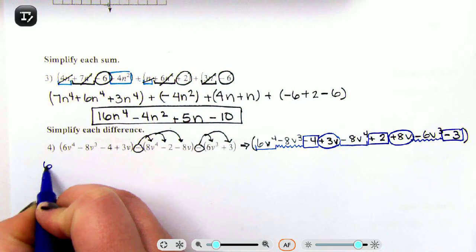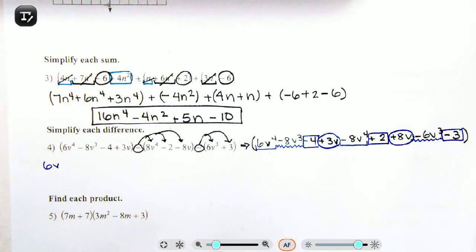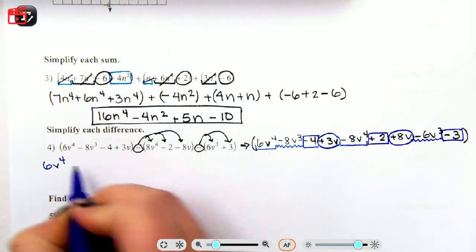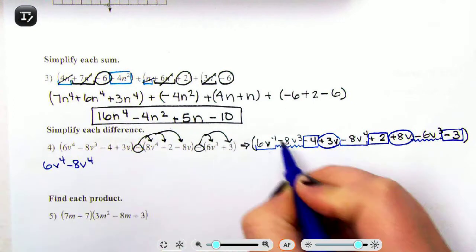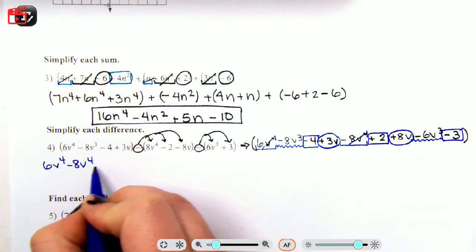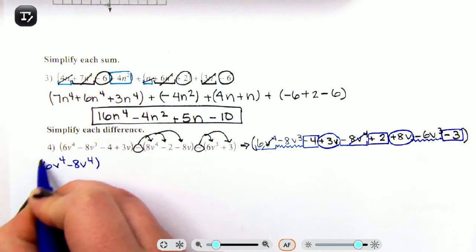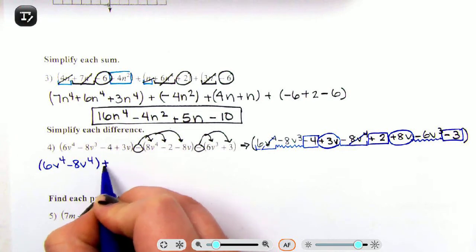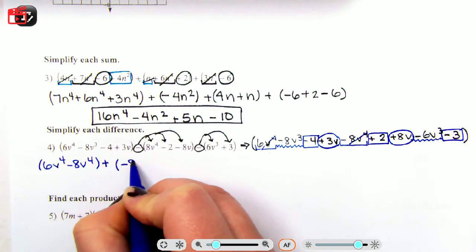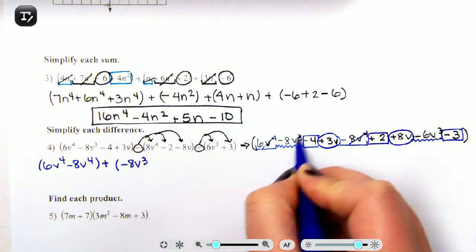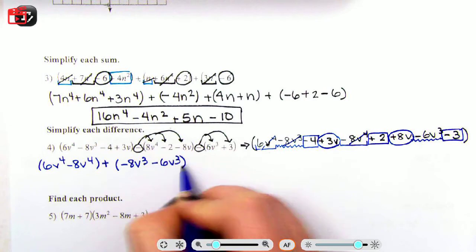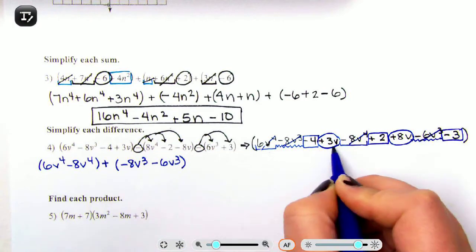Okay, I'm going to combine them. So 6, again, I keep saying x, it's a v, 6v to the fourth. What else do I have? I have -8v to the fourth. That one's done, and then that's it. Then I have, and then I always put plus here, and then I have -8v cubed. Do I have any more cubes? Yes, -6v cubed.